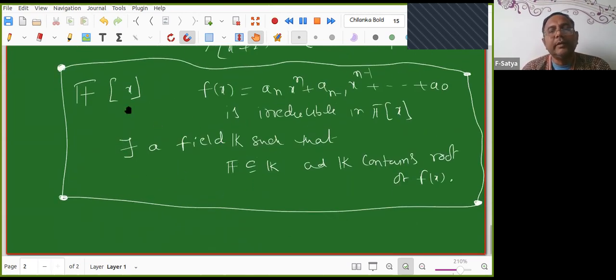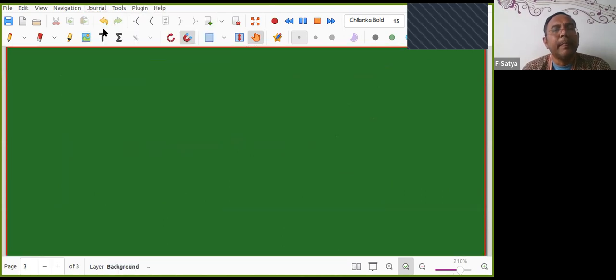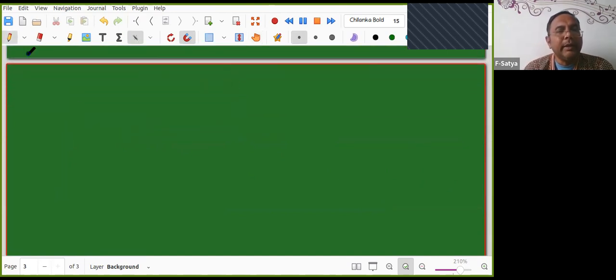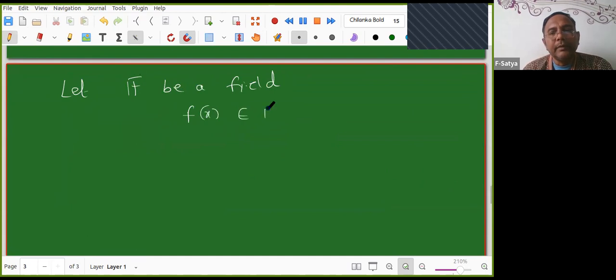Without proof, I am telling this. What Kronecker said is that there exists a field K which contains F, and K contains a root of f(x). So this much assumption only I am taking in this class. And another aspect we proved in the previous course, right? I'm recalling that. Let F be a field, and f(x) belong to F[x] of degree n.